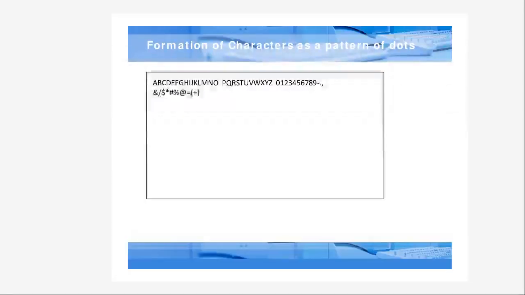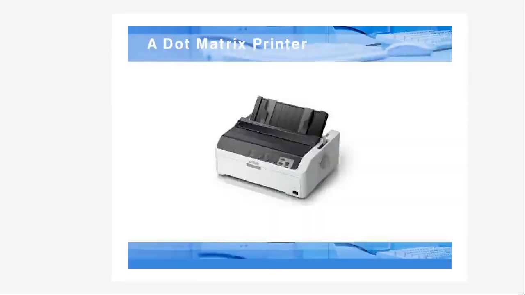So this I'm showing is how it will be printed on the paper. Okay, so this is printed by the dot matrix printer. And how will the dot matrix printer look? This is your dot matrix printer. Fine.